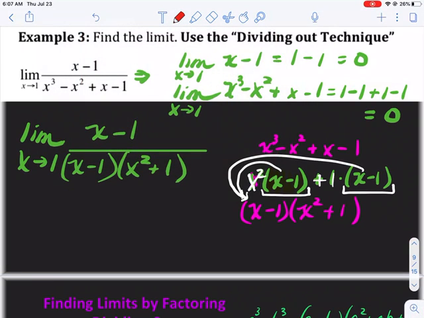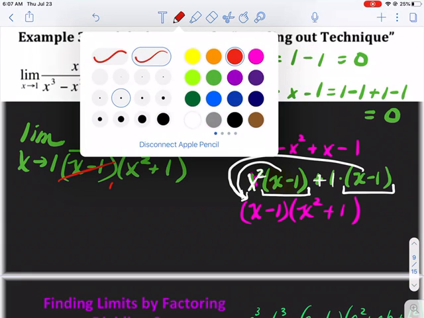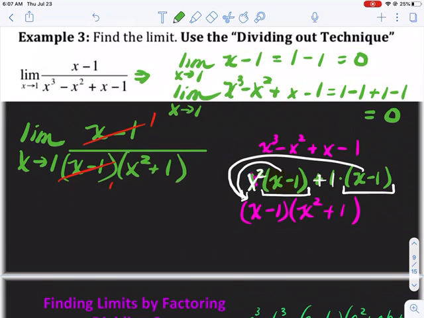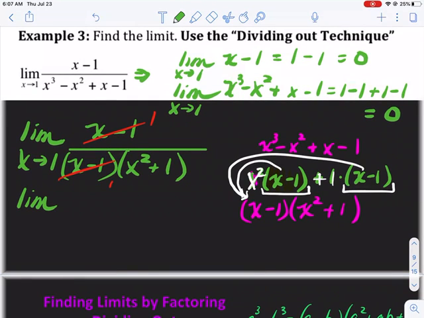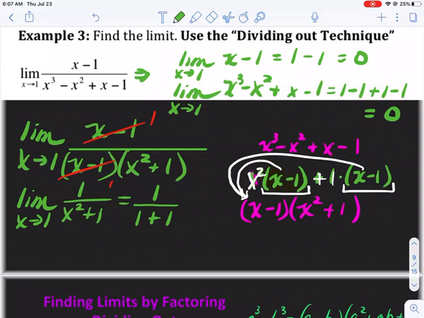And we're going to cancel the common factors of x minus 1. They become 1s because x minus 1 over x minus 1 is equal to 1. And now we're taking the limit as x approaches 1 of 1 over x squared plus 1. Now we can do a direct substitution, and we end up with 1 over, 1 squared is 1, plus 1, and our answer then is 1 over 2, or 1/2.